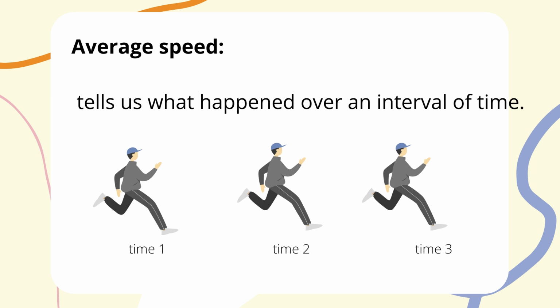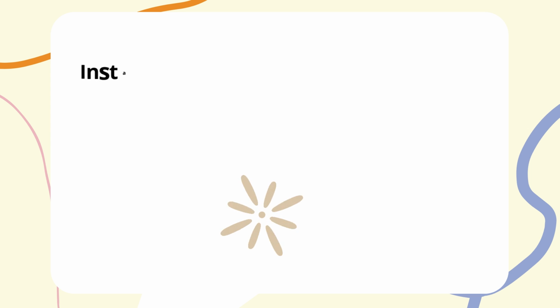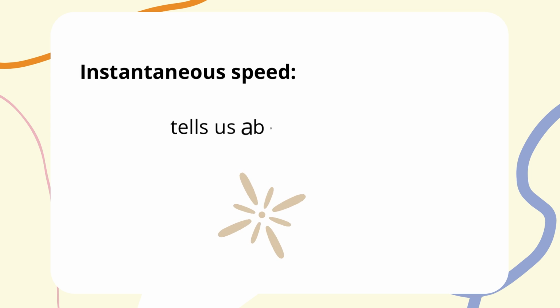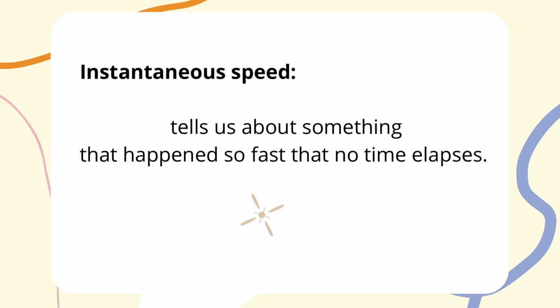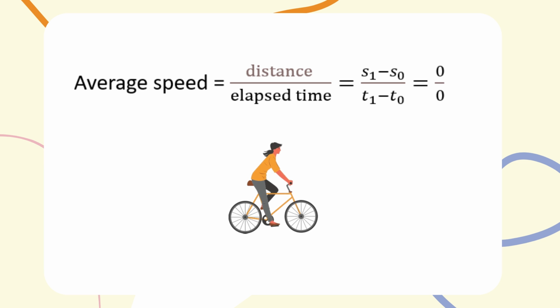Average speed tells us what happened over an interval of time, like a jogger whose position changes with time. Instantaneous speed tells us about something that happens so fast that no time elapses. So average speed in this scenario would give us an indeterminate form with no defined value, so we need more development.